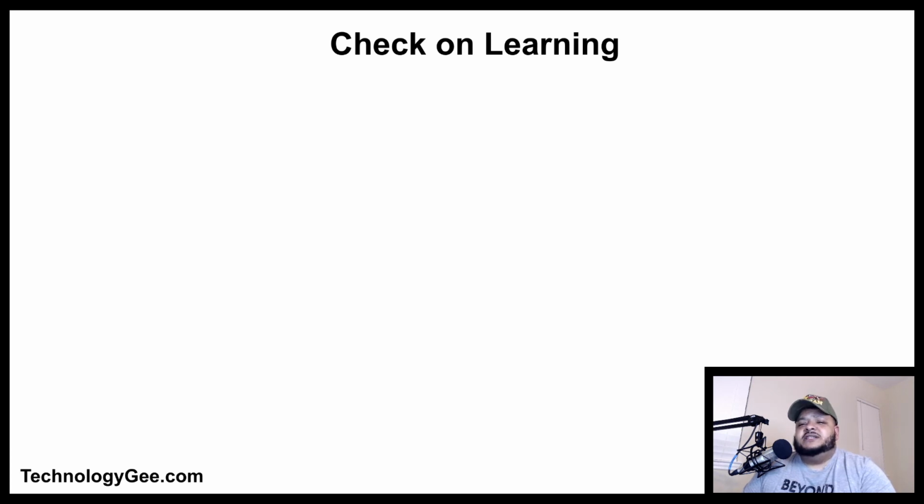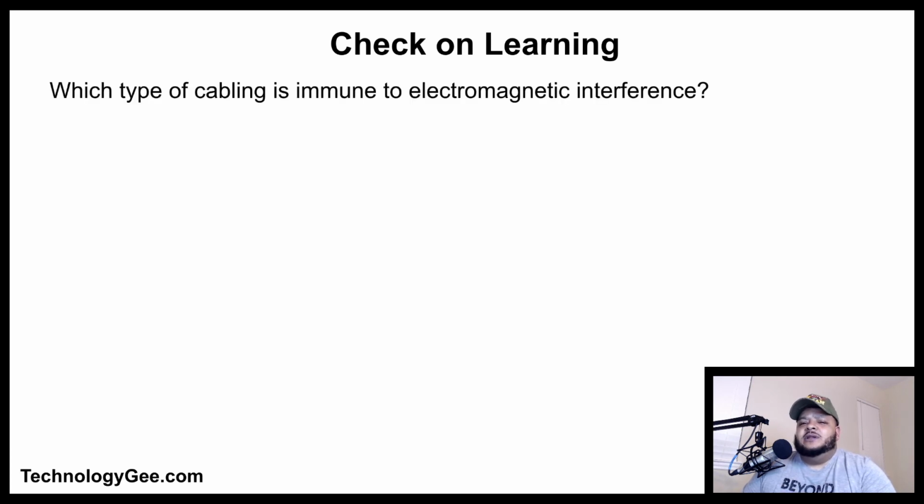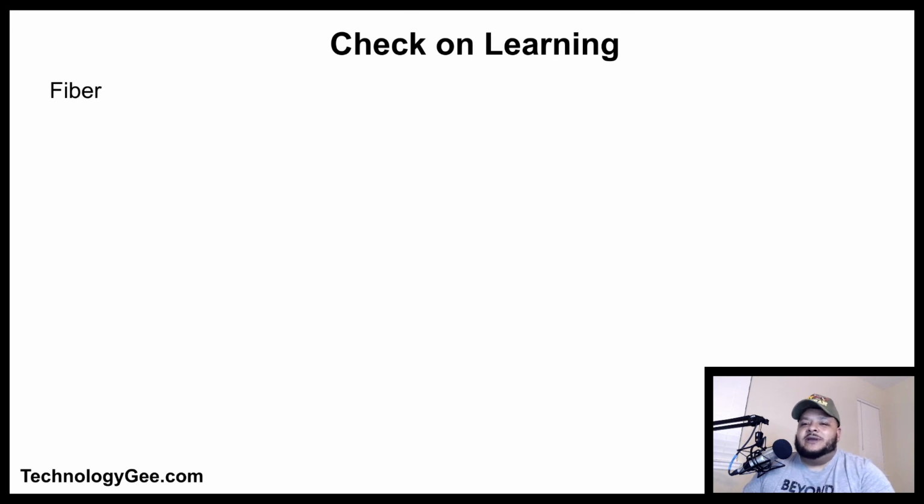All right, so let's go ahead and get into some check on learning, shall we? So the first question is, which type of cabling is immune to electromagnetic interference? Would it be UTP? Would it be fiber? Would it be USB? Or would it be STP? The correct answer is fiber. Fiber is immune. Remember, fiber is a bunch of light traveling through tiny strands of glass or plastic.